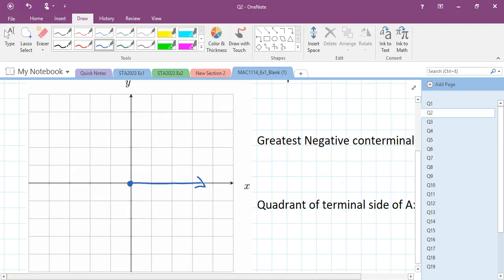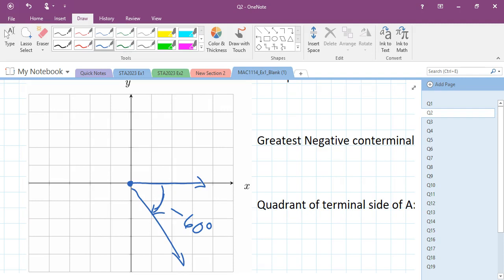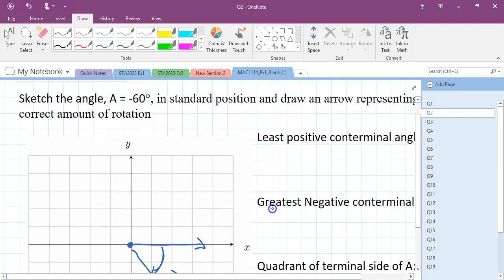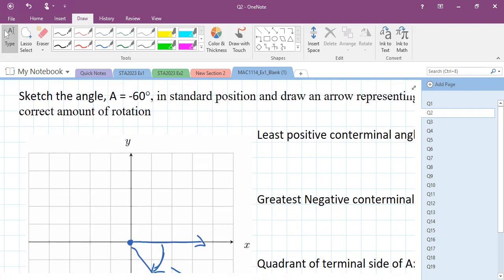So we need to go 60 degrees clockwise. So 60 degrees looks about like that. Close enough, and it turned this direction. So that would be -60 degrees, roughly. And that would be picture C on your charts. Then it's asking us for a couple of other pieces of information. They want to know what is the least positive coterminal angle.